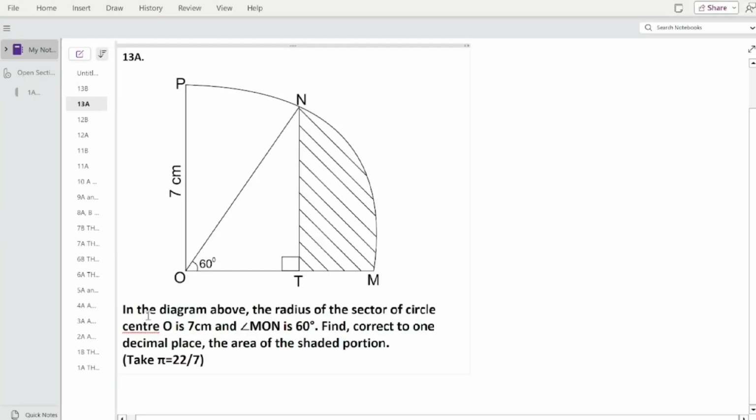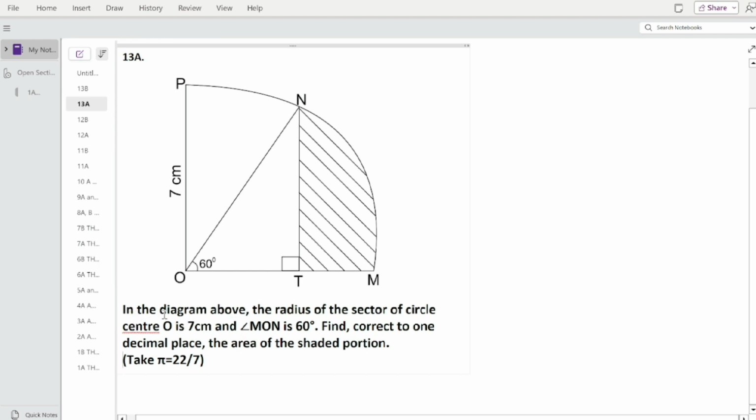Question 13a says, in the diagram above, the radius of the sector of a circle with center O is 7 centimeters and angle MON is 60 degrees. Find, correct to one decimal place, the area of the shaded portion. Let's go back to the question again and see all the information we can get out of this write-up.